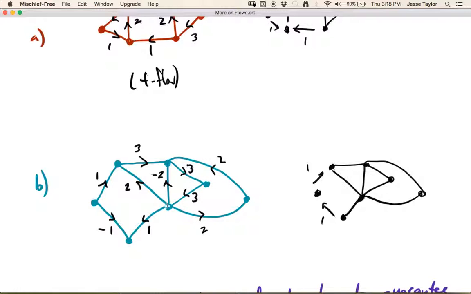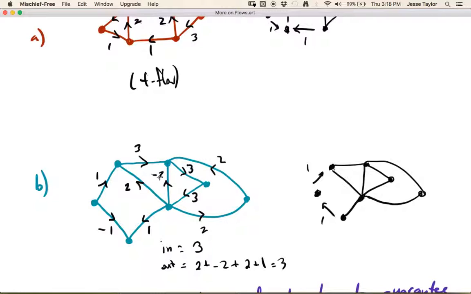And let's just check this vertex and see what's going on. So maybe we'll think about in and out for this vertex. So in, I've got 3, and that's it. And then out, I've got 2, negative 2, 2, 1, right? So 2 plus negative 2 plus 2 plus 1, which is also 3. Okay, check. So this one works. In fact, this is also a 4 flow.